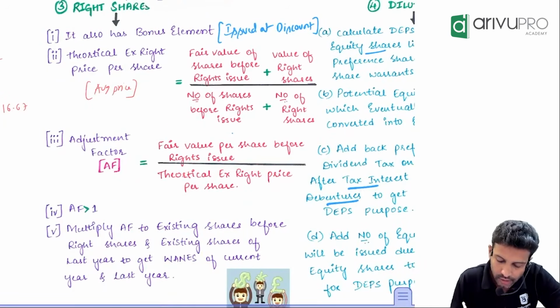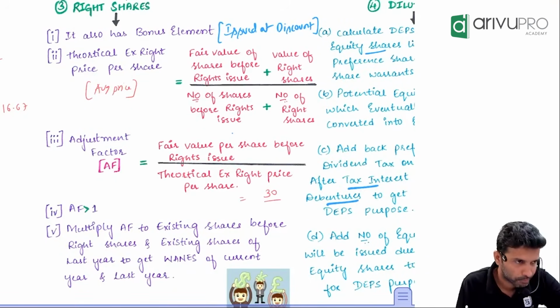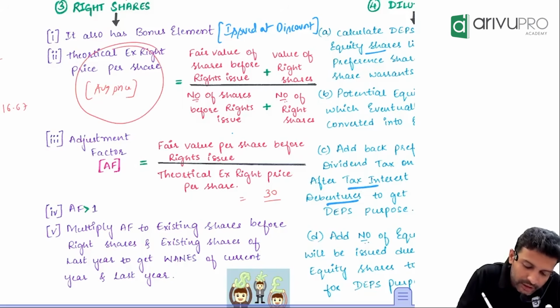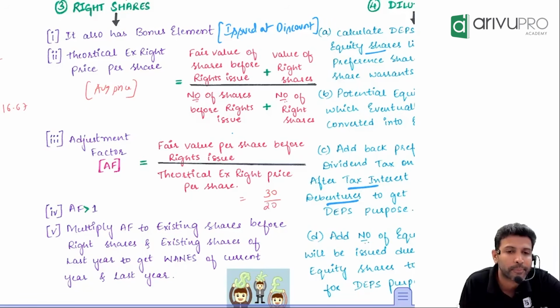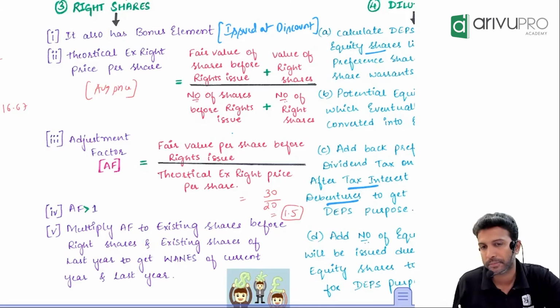Let's say, sir, before the rights issue, the market price of one share was 30 rupees. Now you calculated the average price, which we call the theoretical ex-right price per share. Let's say you got it to be 20. So calculate this. How much are you getting? 1.5. This 1.5 is your adjustment factor.